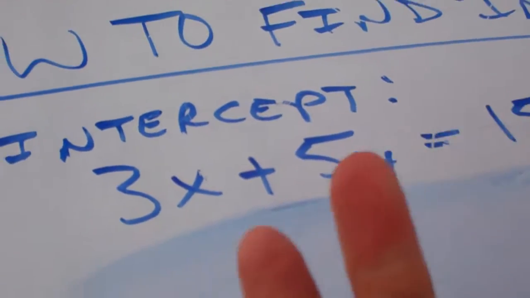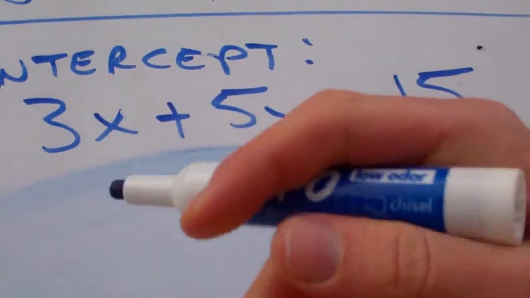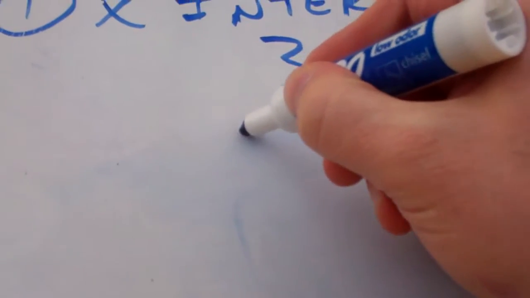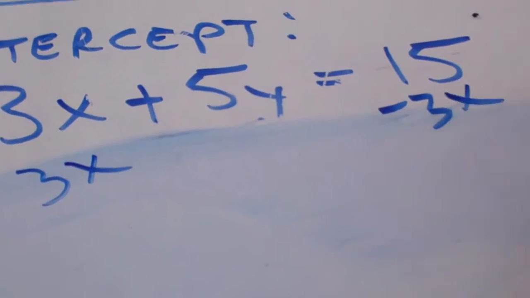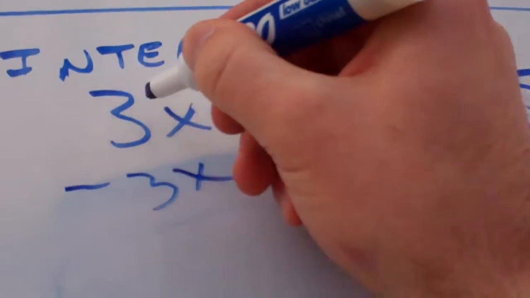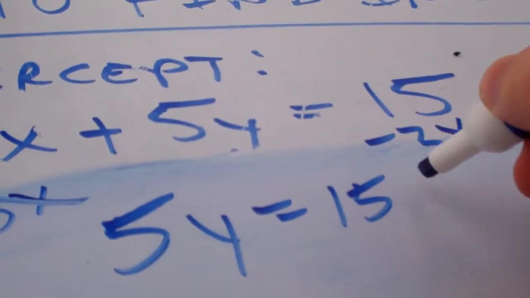All right, so let's do that. Let's put it into slope-intercept form. We want to get y by itself right here. We've got to isolate the y. So my first instinct is to subtract 3x because we want to get it off of the y side. So let's rewrite everything. 3x minus 3x is nothing. So we're left with 5y equals 15 minus 3x.